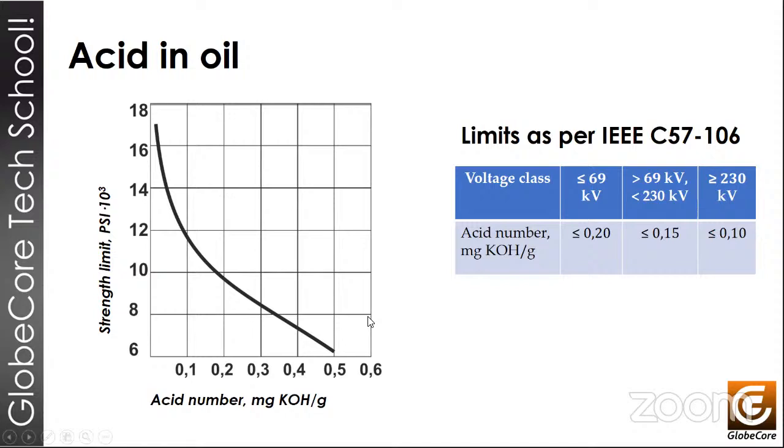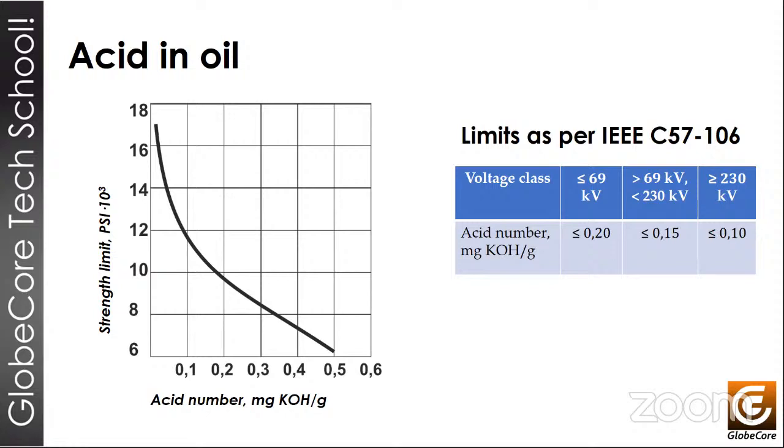So if we look at this table and this graph, we can see that for transformers in the voltage class below 69 kilovolts, we would have an acceptable value of less than or equal to 0.2 milligrams of potassium hydroxide. Now, if we look at the graph, we can see that 0.2 milligrams of KOH per gram is actually a pretty critical value because we already lost a significant portion of the physical strength of that paper. And remember, when cellulose paper starts breaking down, that's really bad news. The transformer lives only as long as its solid insulation. So it's very important to keep that paper intact.